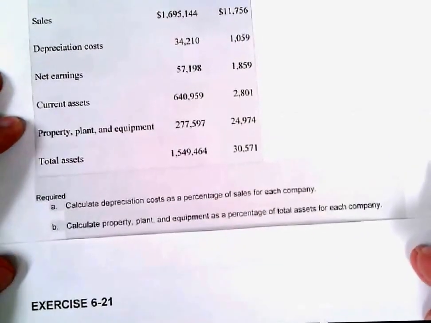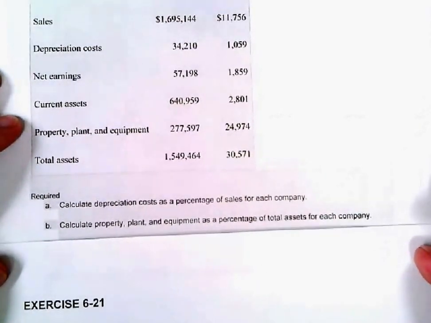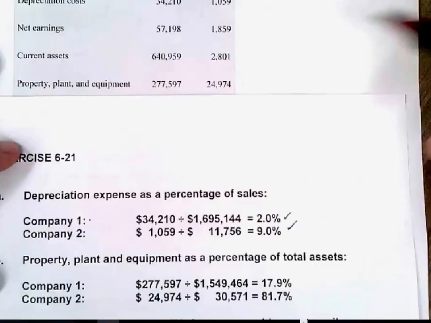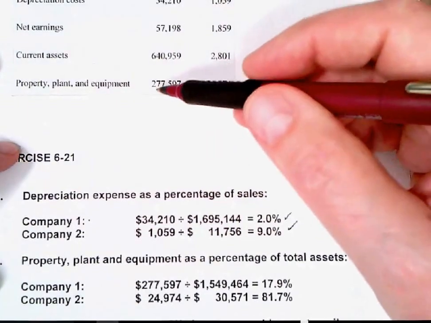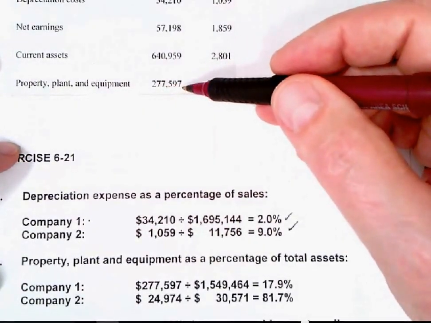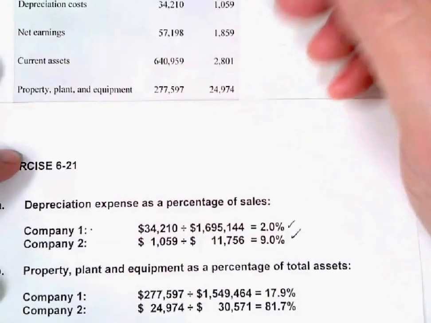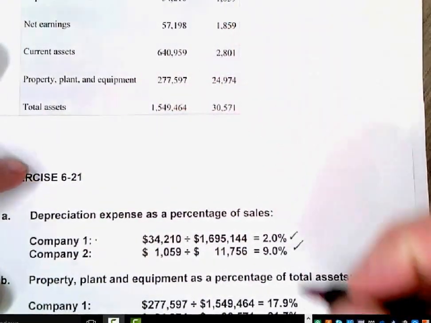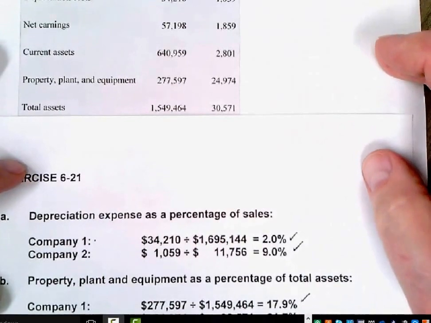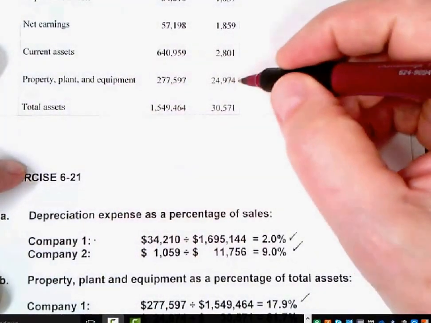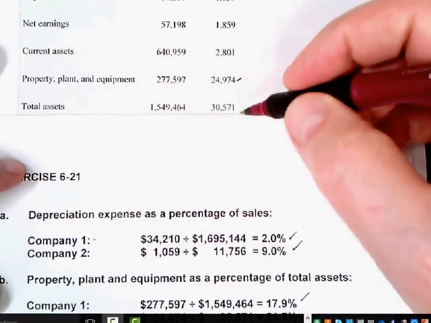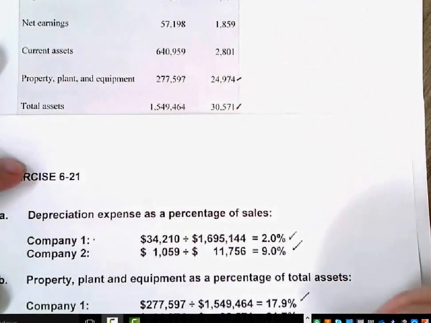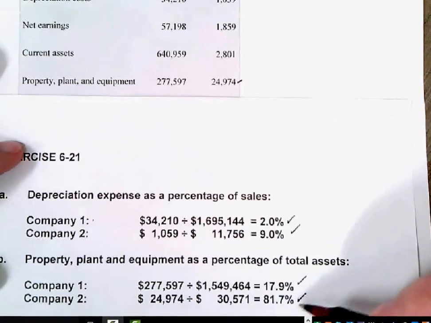Part B asks us to calculate property, plant, and equipment as a percentage of total assets for each company. So for Company 1, our property, plant, and equipment, $277,597, against total assets of $1,549,464, so that's 17.9%. For Company 2, $24,974 versus $30,571, or 81.7%, so a huge difference here in the relative size.